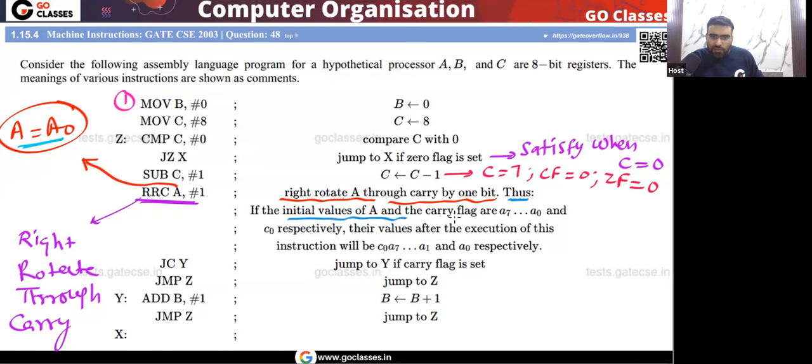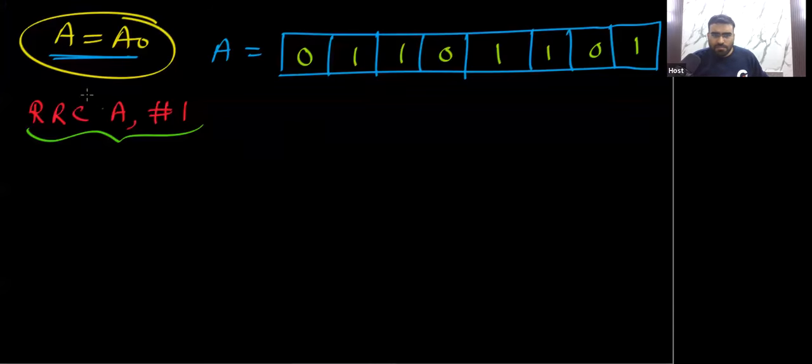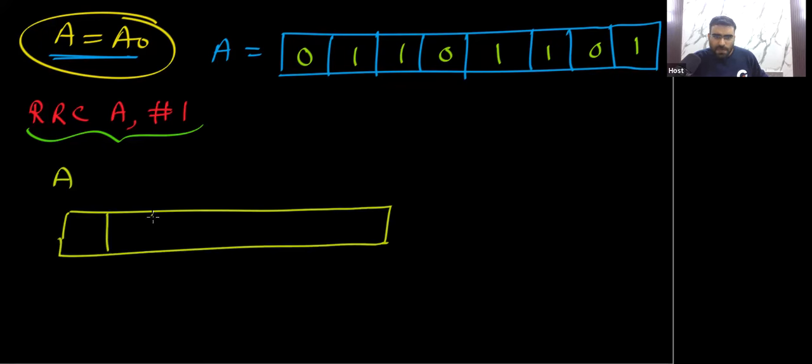If the initial value of A and the carry flag are these, then their values after the execution of this instruction will become like this and A0 respectively. Let me tell you what will happen. You will do the right rotate through carry. Every bit you will shift to the right.